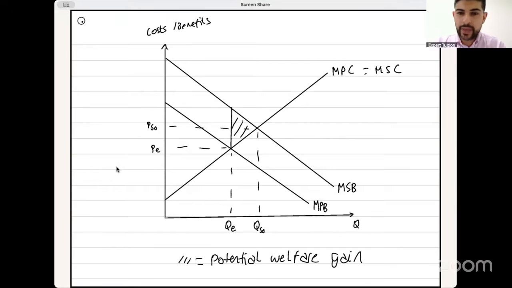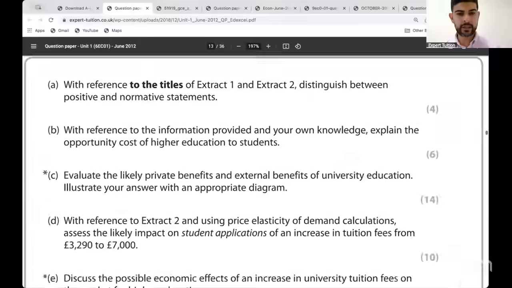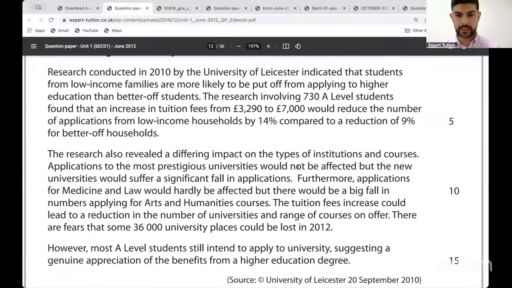Those courses then, are they likely to be underconsumed? Well, probably not. In other words, there may not be a market failure for those industries or those types of courses, but there would be for other industries or other courses. And the extract literally says this. If you look at the extract with me, it was the second extract, I believe. Here we go. It says, applications for medicine and law would hardly be affected, but there will be a big fall in the numbers applying for arts and humanities courses. In other words, it's going to be a big externality for arts and humanities. There may not be an externality at all for medicine and law. Yeah, that is an outstanding evaluation.